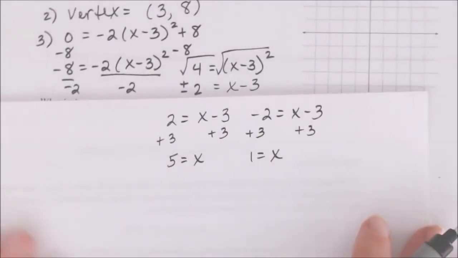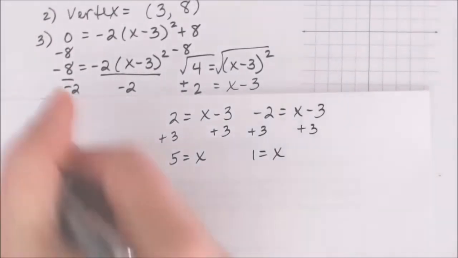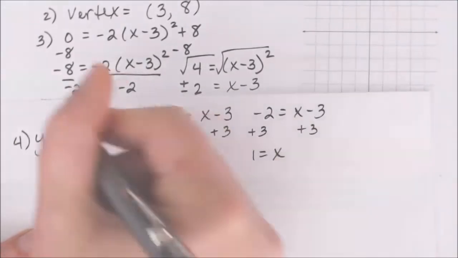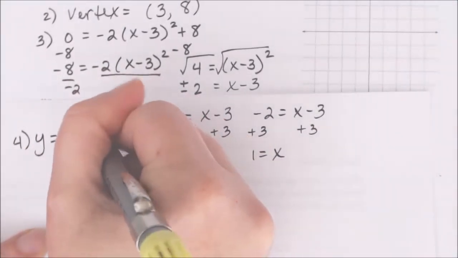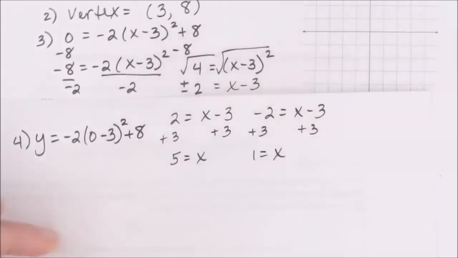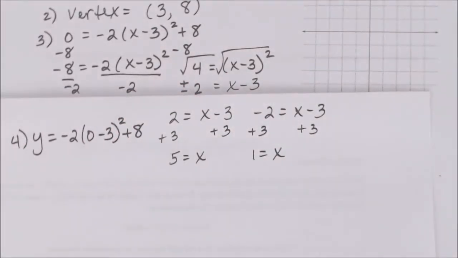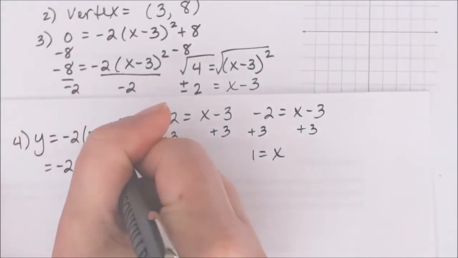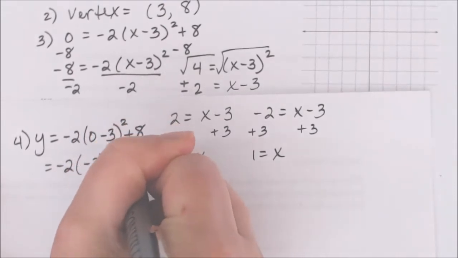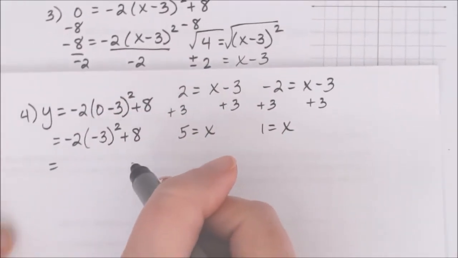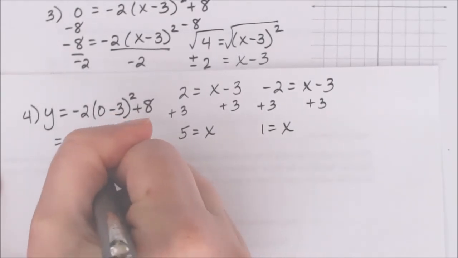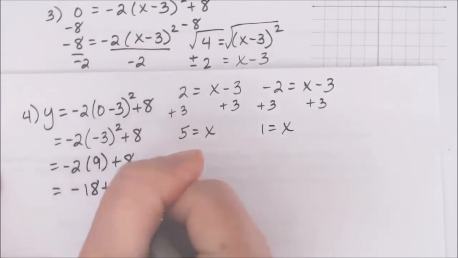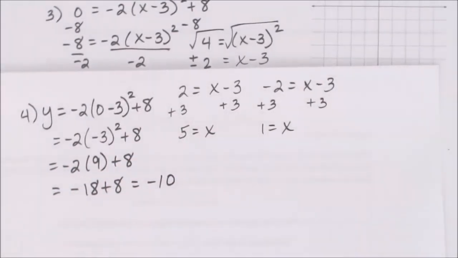Let me move this up so we have some space. And I'm going to write it over here. So I'm going to replace the f of x with a y. So we have y equals negative 2 times 0 minus 3 squared plus 8. To simplify this, make sure you follow order of operations, parentheses first. So that gives me negative 2 times 0 minus 3, which is negative 3, squared plus 8. Negative 3 squared is 9. So we have negative 2 times 9 plus 8. Negative 2 times 9 is negative 18 plus 8 gives me a y-intercept of negative 10.